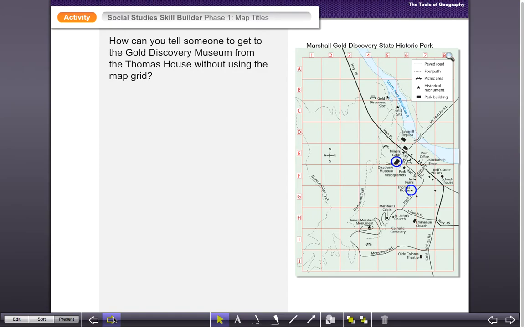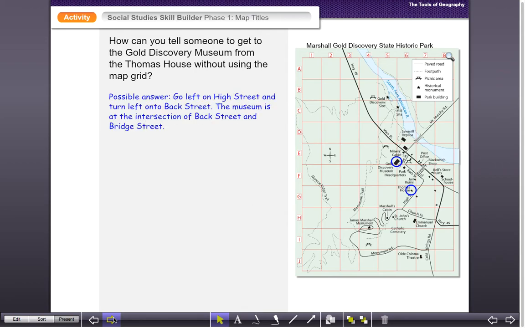Now, how can you tell someone to get to the Gold Discovery Museum from the Thomas House without using the map grid? This time, I'm going to let you figure it out. If you want to pause the movie, now would be a great time. Well, let's see how you did. One of the possible answers would be to go left on High Street and turn left onto Back Street. The museum is at the intersection of Back Street and Bridge Street. That's how you would describe it if someone said, excuse me, can you tell me how to get from the Thomas House to the Gold Discovery Museum?